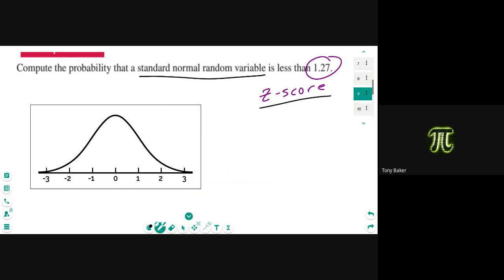So 1.27 is going to be somewhere between 1 and 2, right? So that's there. And they want less than that. So they're looking for all of this. They want all that percent right there. That's what I'm talking about with sketching. It's just putting your information there and shading what you're looking for. This one's simple. They become a little more complicated.